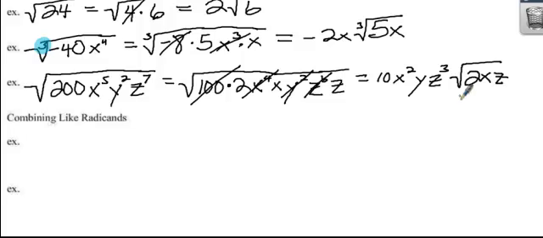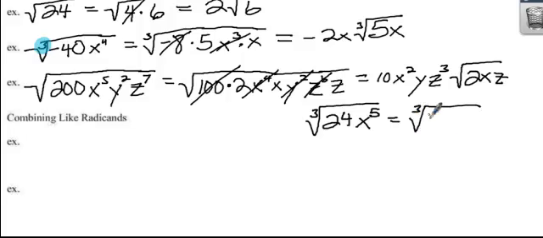Should we do another one? I think we should. I said I'd do one more, but I fooled you. We're going to do more than that. So let's do the cube root of 24 x to the 5th. Okay, another perfect cube, so I split it up, or I'm cube rooting, I should say, so I need to find another perfect cube. So how about 8 times 3?